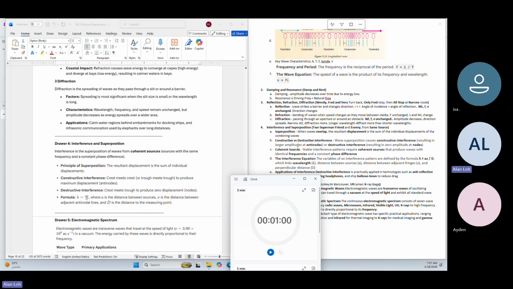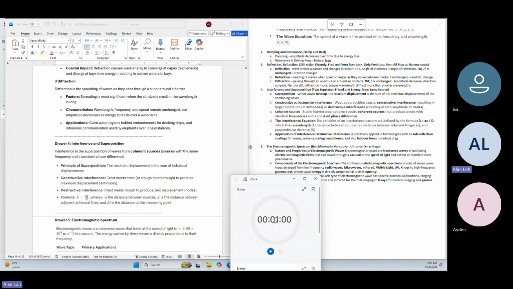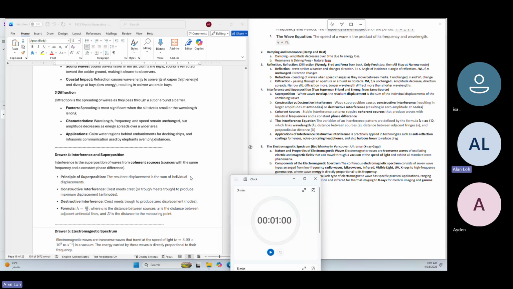Okay, drawer number 4 is also rather straightforward, very short. Let's do 1 minute for drawer number 4?